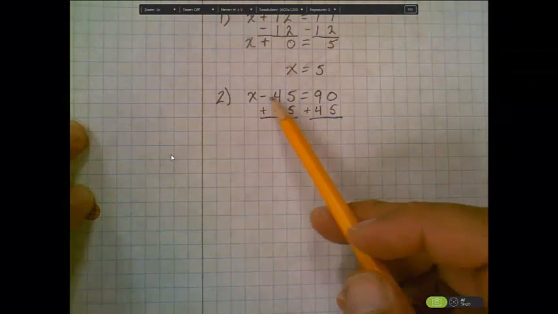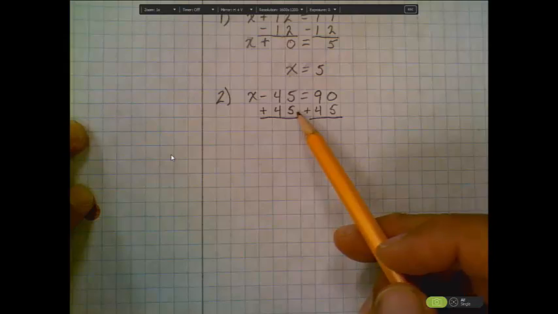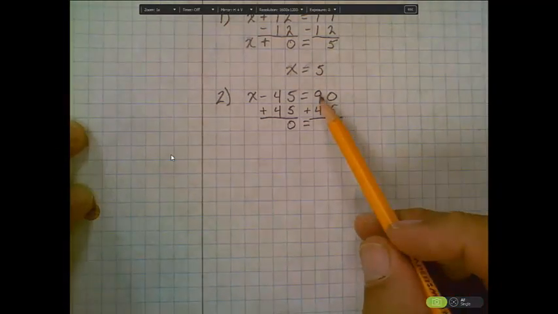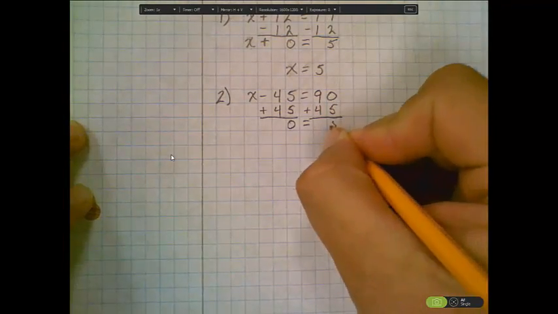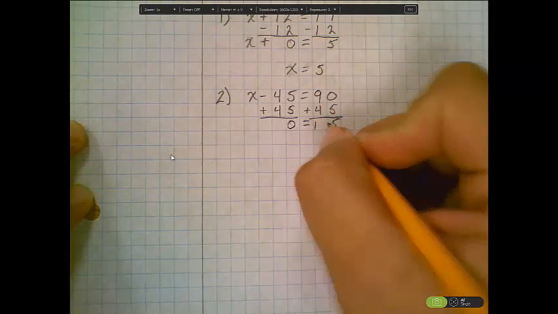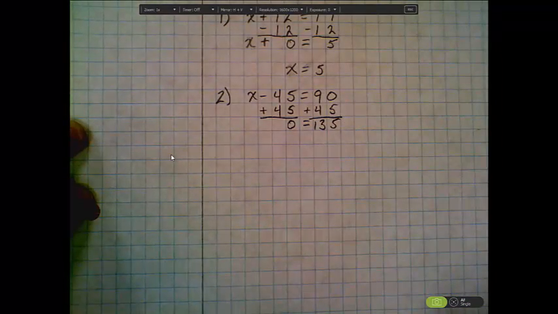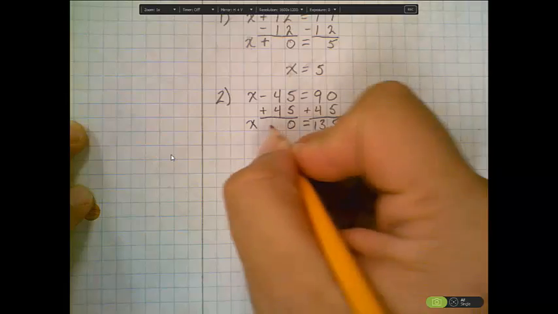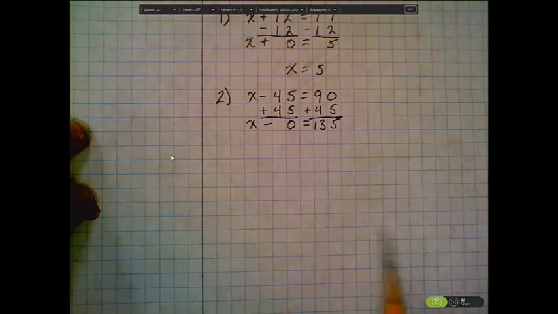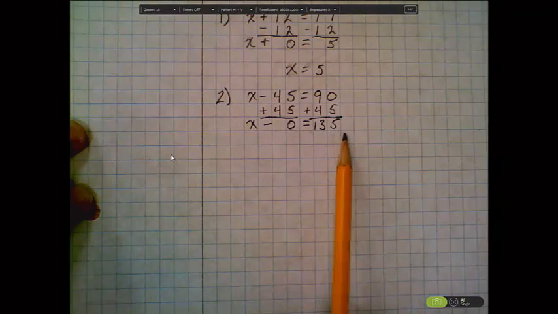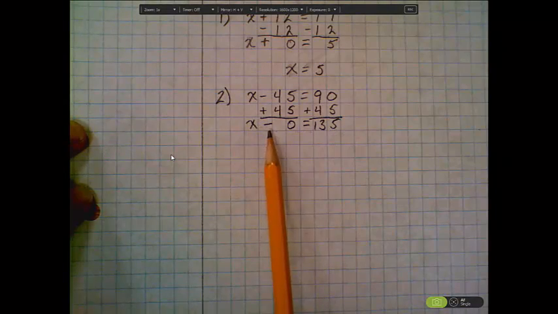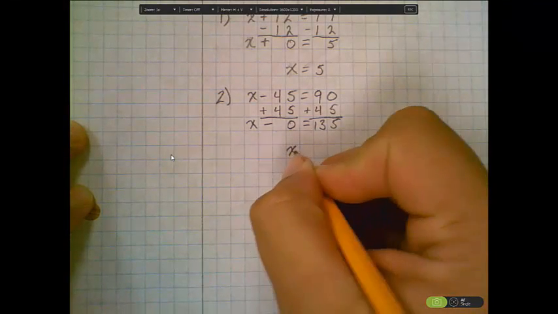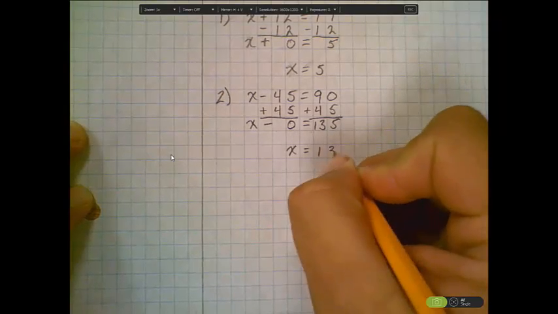So if we have a minus 45 and a plus 45, that's going to balance out to 0. And then 90 plus 45: 5 plus 0 is 5. 9 plus 4 is 13. So that's 135. Then we bring down the x, and we bring down the minus sign. So now we have x minus 0 is equal to 135. Again, we don't have to include the minus 0 part, and so we can rewrite that as x is equal to 135.